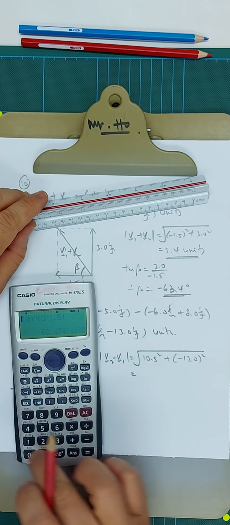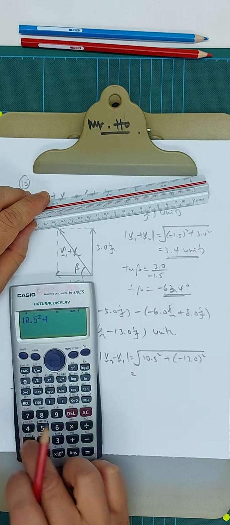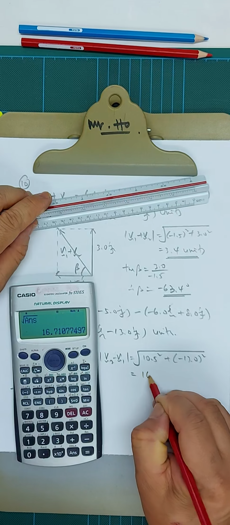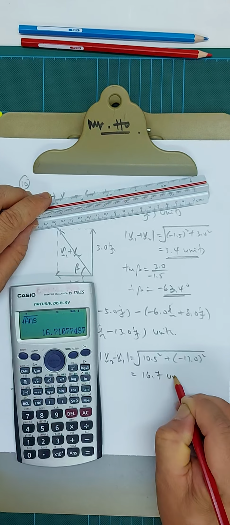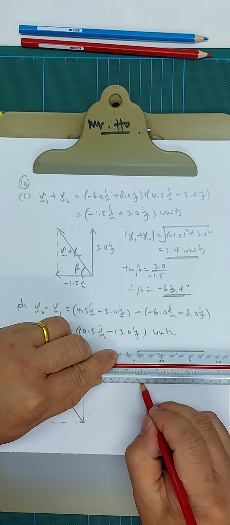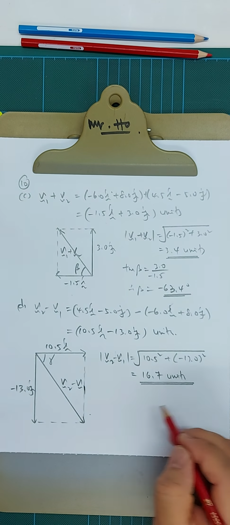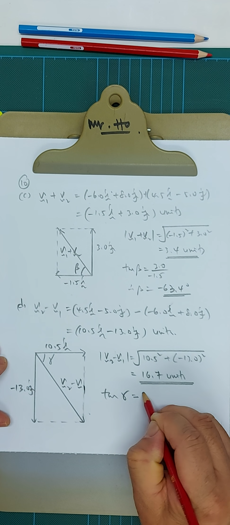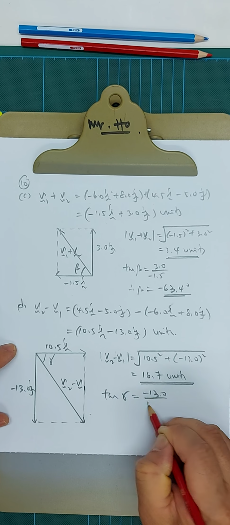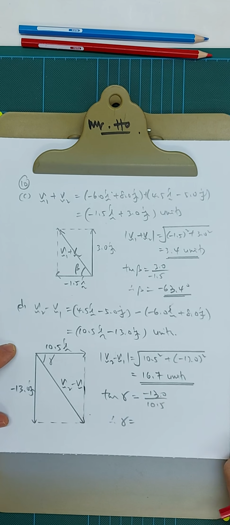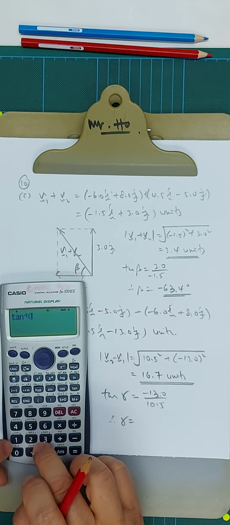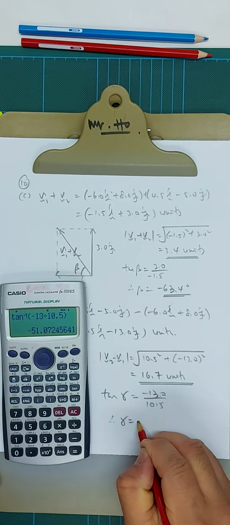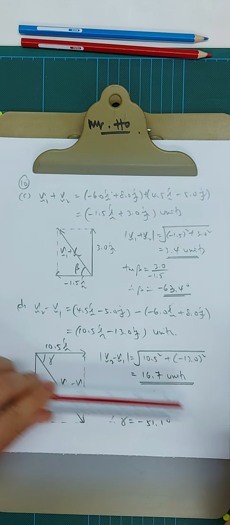10.5 squared plus 13 squared, square root of everything, we get 16.7 units. And direction, tangent again: tangent gamma is equal to negative 13.0 divided by 10.5. So our gamma will be arctangent of negative 13 divided by 10.5, which is negative 51.1 degrees.